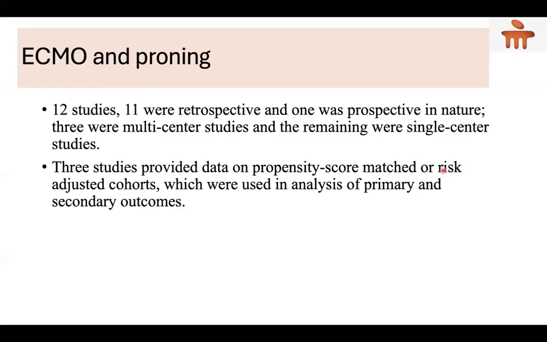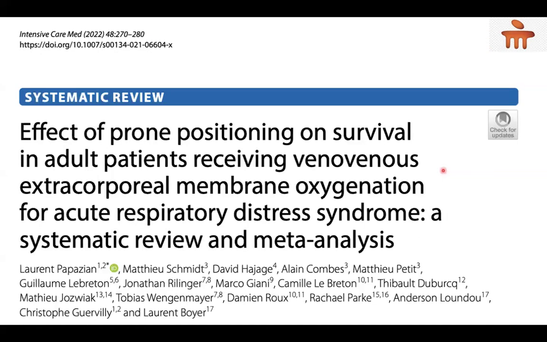Okay, till now there have been 12 studies, in fact 30 studies. 11 were retrospective studies, one was a prospective study. Of these, 3 were multi-center studies, the remaining were single-center studies. So when you do the systematic meta-analysis, we are looking at studies that are retrospective, maybe prospective, but none of them are RCTs.